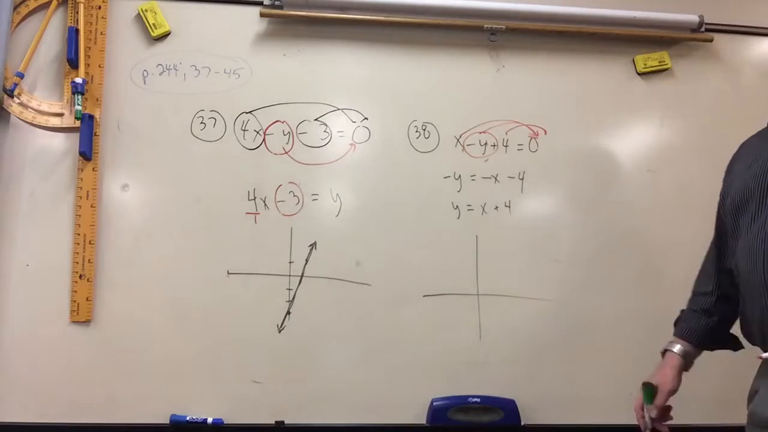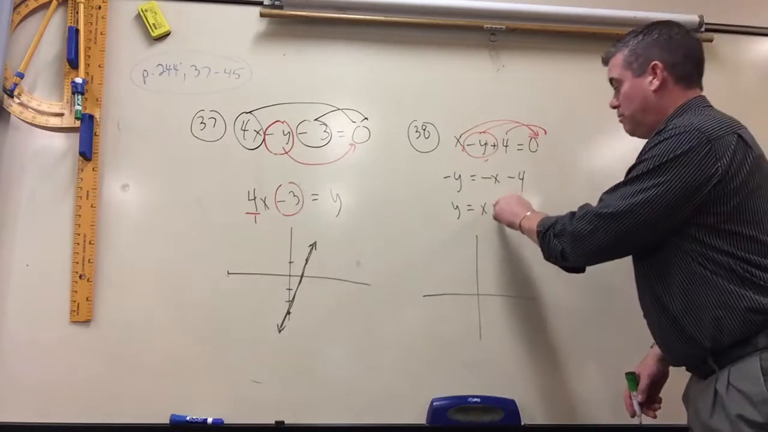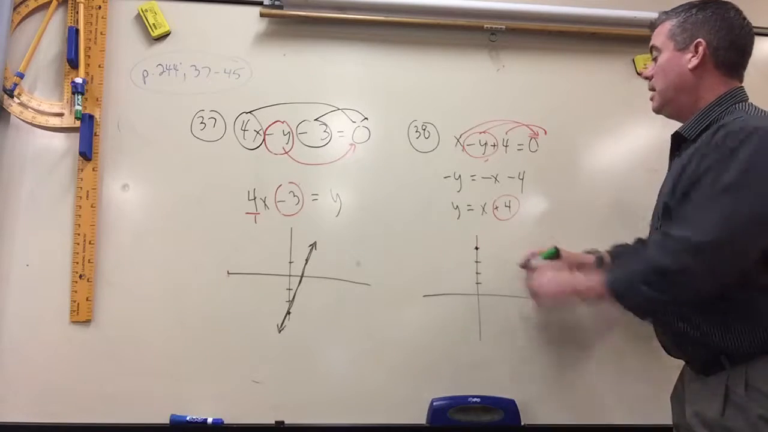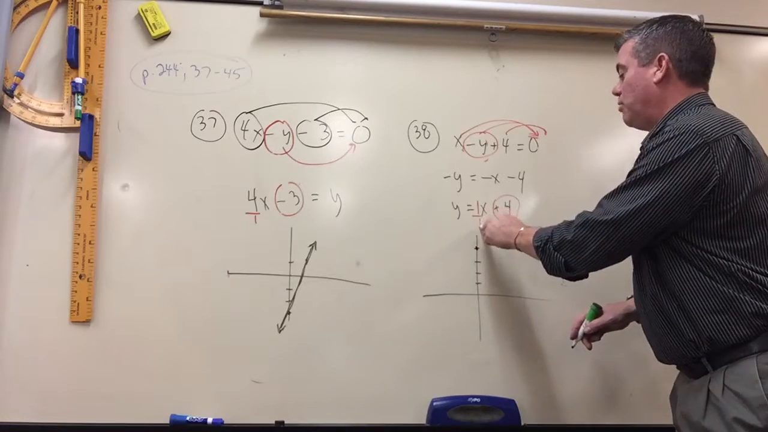So this one crosses at 4. Yep, and then the slope is 1 over 1.